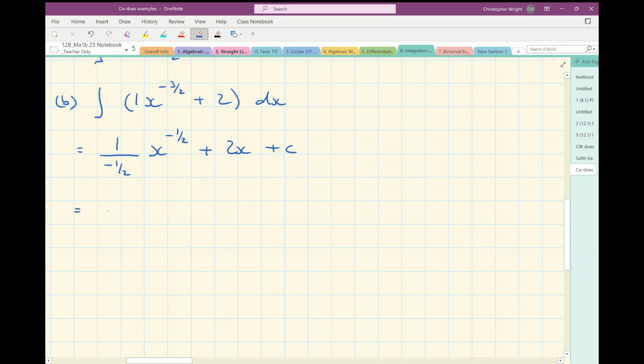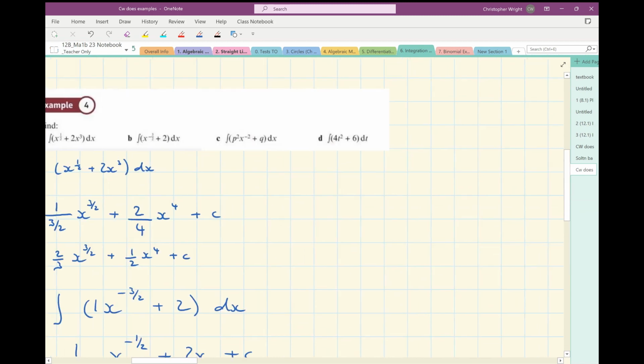Right, can we simplify this? Yes, we can. 1 divided by minus a half is minus 2. So minus 2, x to the power of minus a half, plus 2x, plus c. And that is part B done. Right, let's look at part C now.